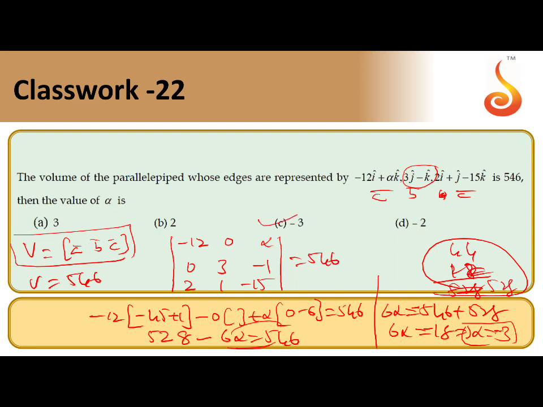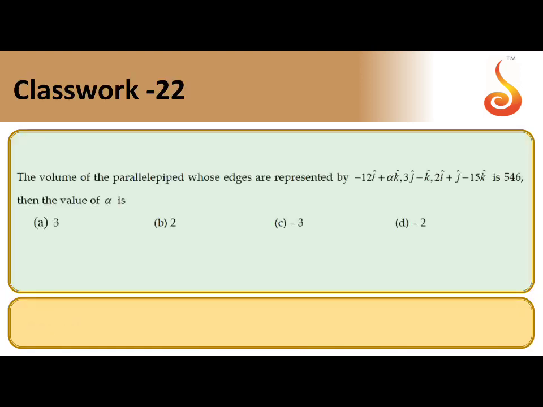So look at the options. The option is minus 3. Small correction, please change. Taking this one as minus 546, this comes plus 6 alpha. 6 alpha equal to minus 546 plus 528. That gives minus 18. Here 6 alpha is minus 18. Alpha equal to minus 3. So small correction, please adjust. Next question. Alpha is minus 3.